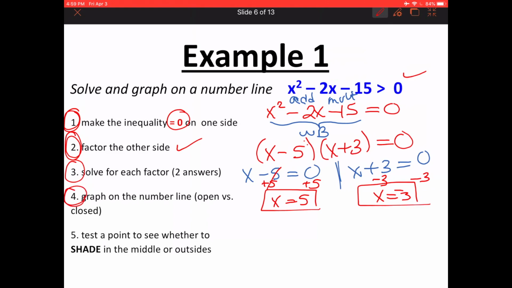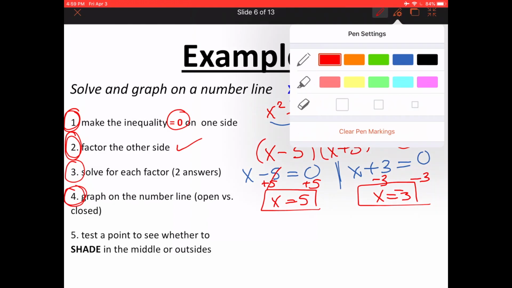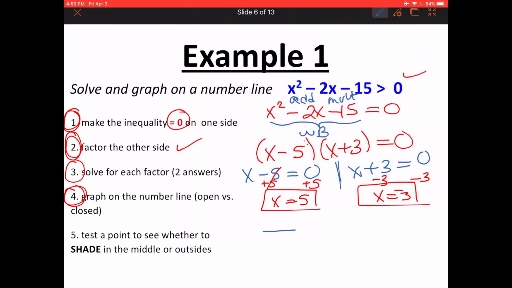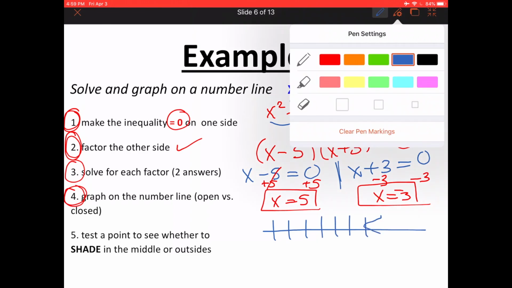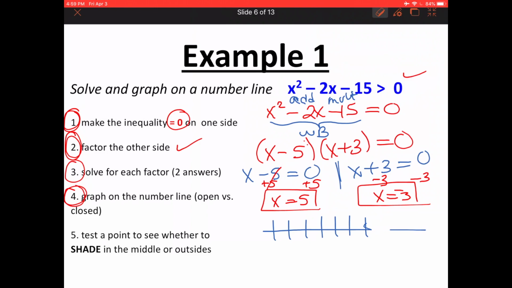Now, step 4 is to graph this on a number line. So I have to draw a number line, okay? So draw your number line here. Make sure, of course, that we include the numbers that are our answers. So I'll start over here at -4, -3, -2, -1, 0, 1, 2, 3, 4, 5, and then I'll extend one more to 6.